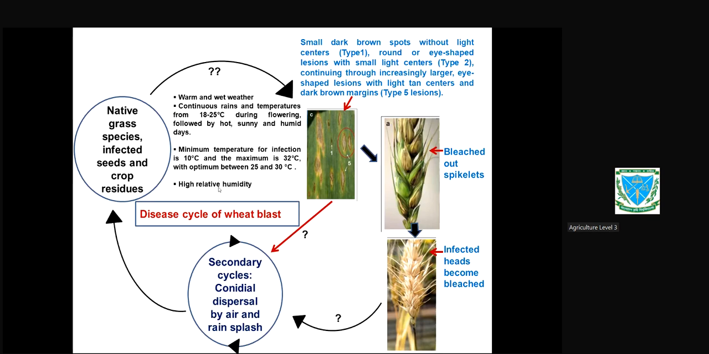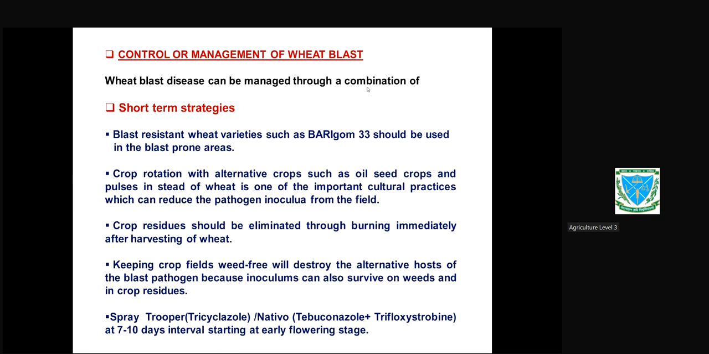So we are hoping to give some solutions against this disease. So you can explain the hypothetical disease cycle in a way like this. The control. Control is very hard to control. However, we can go for two types of strategies. One is short-term strategies. For example, you have the wheat blast symptom in the field. What you can do?